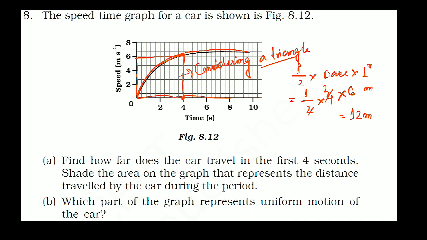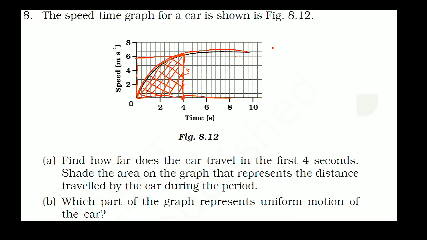Now it is saying to set the area on the graph that represents the distance traveled by the car during this period. So this is the area that we have to set like this. We can set like this, we can also set like this. So this is going to be our area where the car traveled in the first 4 seconds. So simple, this question is done. Now we will move towards the next part, okay. Before that I will erase something, then it will be helpful for you to understand.